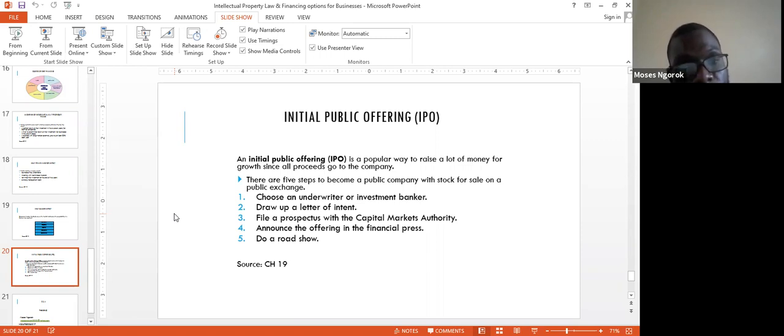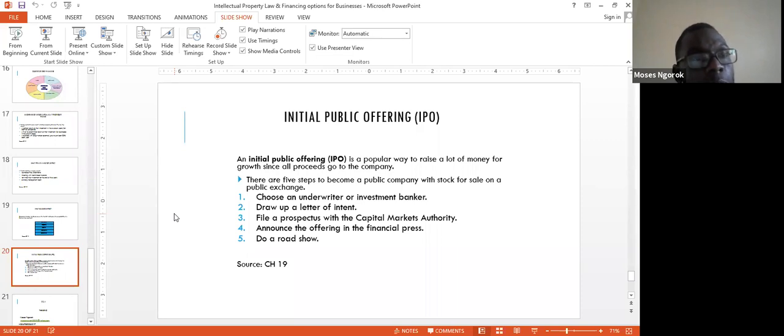Like what MTN is doing right now. So these are the steps. You could choose an underwriter or investment banker. What does the investment banker do? Basically, as a business, you put together a document called a prospectus.